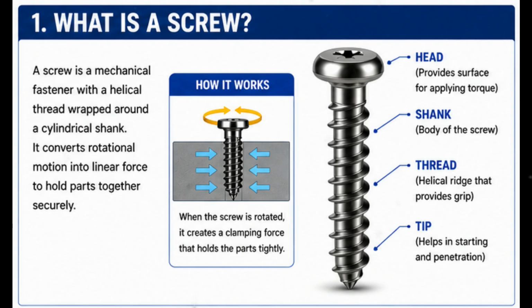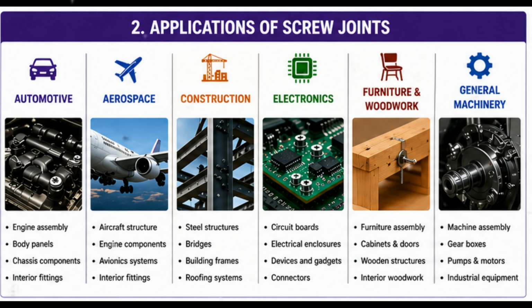Now let's connect this to real world applications. In automotive systems, screws are used in engine assemblies, chassis connections, and interiors. In aerospace, structural joints, panels, instrumentation. In construction, steel frameworks and load bearing connections. In electronics, PCB mounting and enclosures. In machinery, gearboxes, pumps, rotating elements. So essentially, screws are everywhere, and if the screw fails, the entire system is at risk.